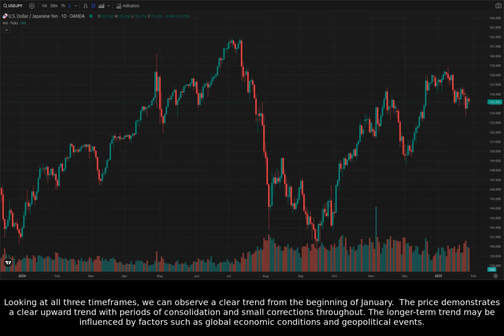Looking at all three timeframes, we can observe a clear trend from the beginning of January. The price demonstrates a clear upward trend with periods of consolidation and small corrections throughout. The longer-term trend may be influenced by factors such as global economic conditions and geopolitical events.